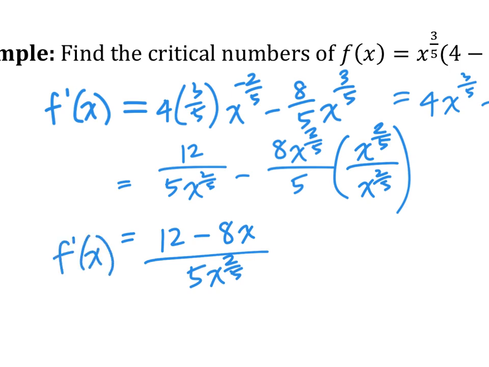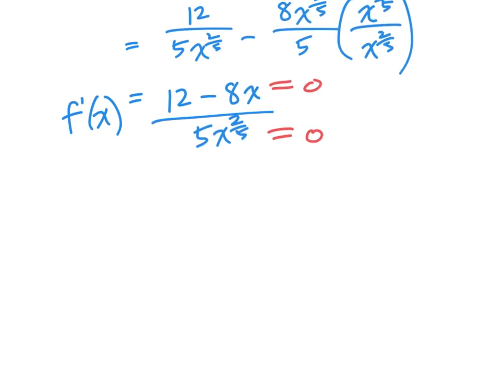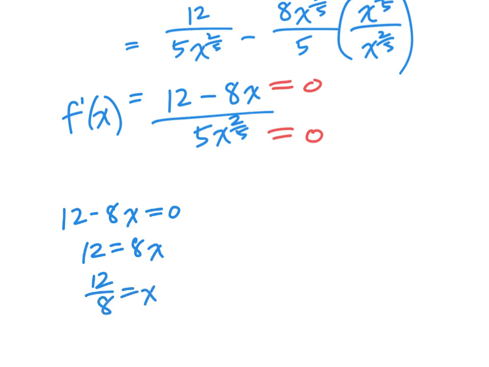So we are finding the critical numbers. That means, what makes this function 0? Well, that's when the numerator is 0. What makes the function undefined? That's when the denominator is 0. So we're going to set the numerator 0 and then set the denominator 0. 12 minus 8x equals 0. Solve that. 12 is 8x, divide by 8. 12/8 is x, or that is 3 over, divide by 4. That's 3/2.